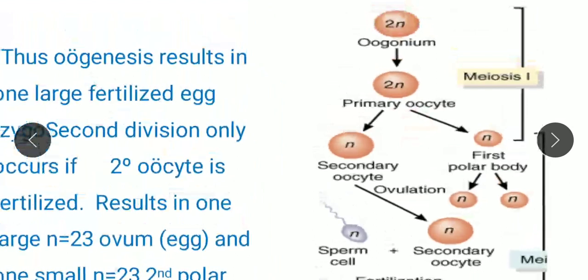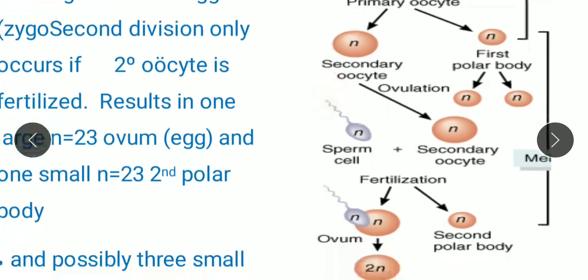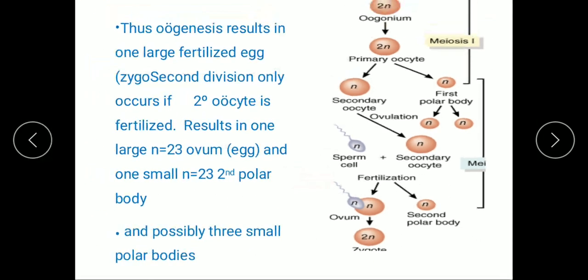This is a diploid cell. So the primary division forms a secondary oocyte. The secondary oocyte then enters the secondary division to form one larger egg and one smaller polar body. And possibly there are three smaller polar bodies. That is the oogenesis process.